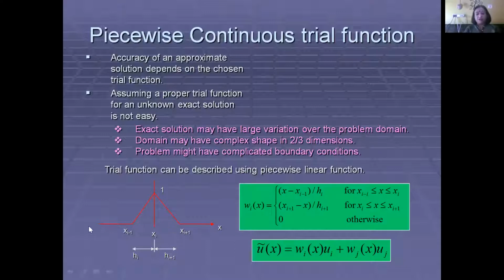So this is how your wi looks like. Beyond xi minus 1, it is 0. Beyond xi plus 1, it is 0. From xi minus 1, as I go to xi, it rises from 0 to 1. And again, as I go from xi to xi plus 1, it goes from 1 to 0 linearly. Okay, this is a function that I am giving to you.